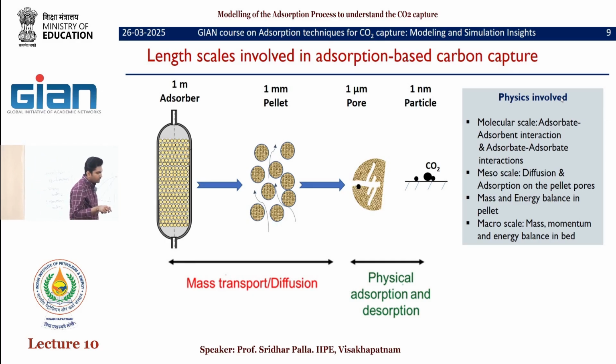To design or optimize an adsorption process, we need to understand the physics from the small scale, that is the molecular level, the interactions between the adsorbent and the adsorbate, and also the mesoscale, how the gas is diffusing through the macropores and also the mesopores. That information we will get from the mesoscale, and also from mass and energy balance in the pellets and in the bed. This information is very important to get an accurate model.